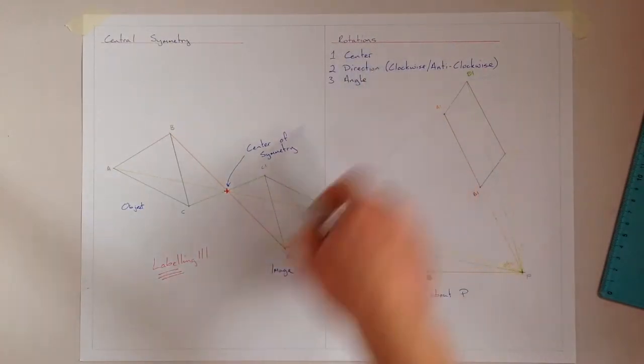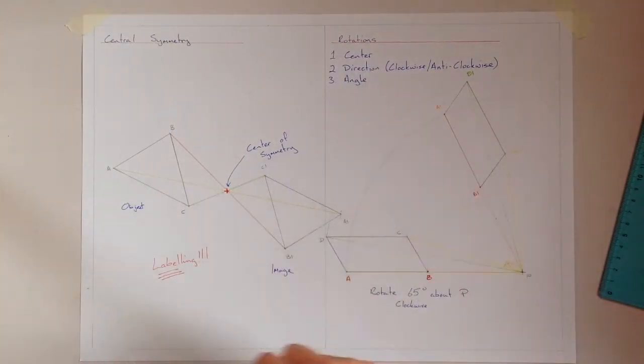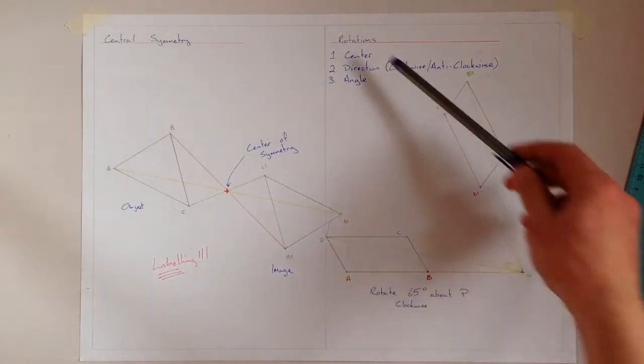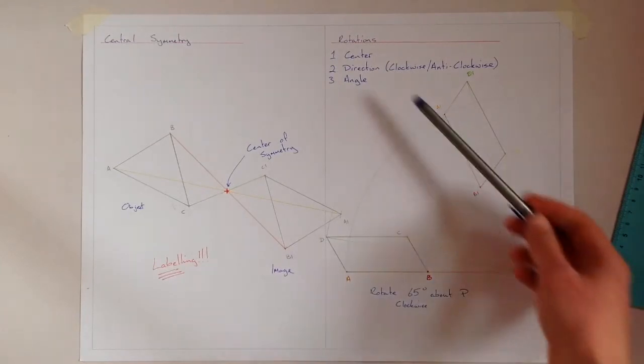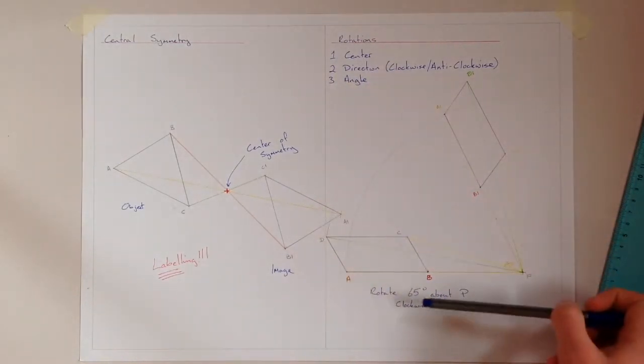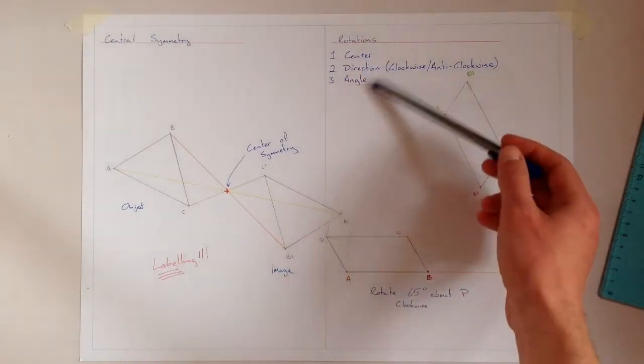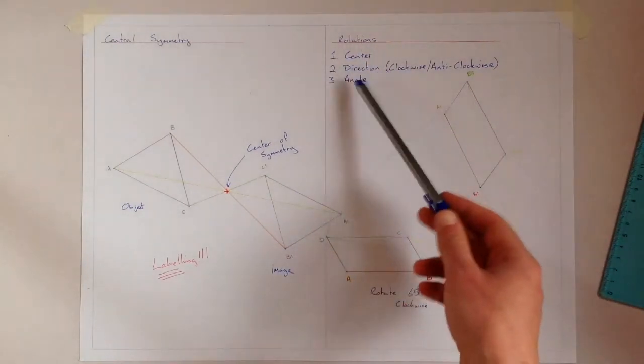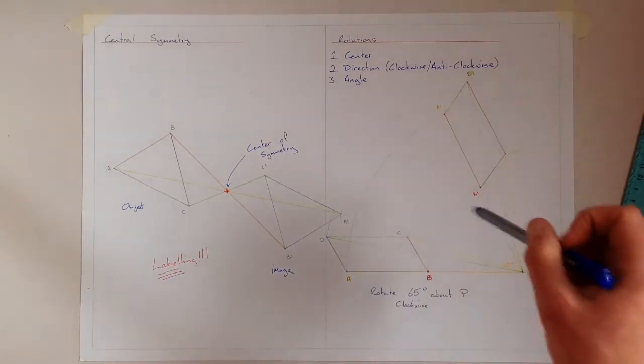Okay, once you've actually found all 3. So for this one, what we have, as an example, is we want to rotate 65 degrees about point P clockwise. So the center is point P, the direction is clockwise, and the angle is 65 degrees. Okay, so they're the 3 things. So we're always looking out for those, and if we don't have them, we're looking to try to find them.